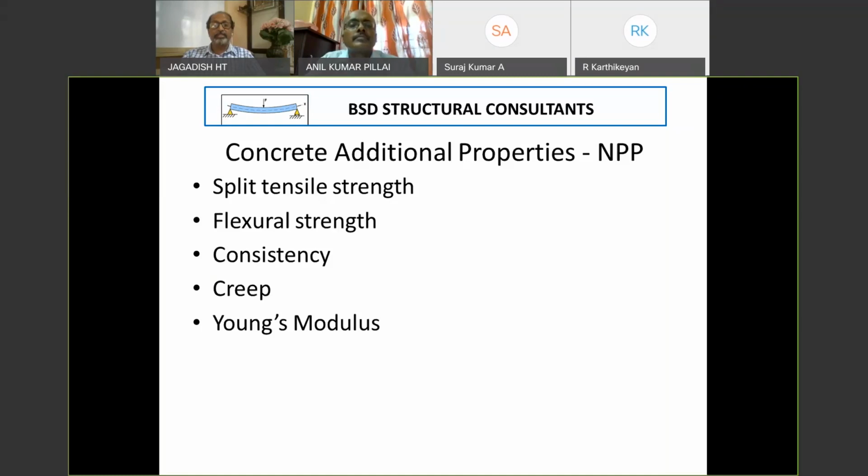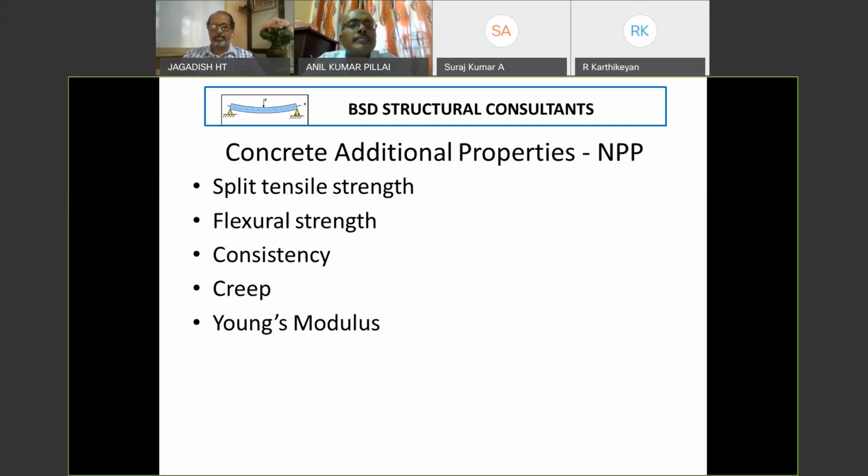Consistency. This is a very important aspect in a nuclear power plant. We have to have consistent concrete. Concrete should be consistent, and throughout the building, throughout the particular structure, the concrete should be of consistent quality. To achieve the consistency in concrete, we follow a special code known as RCC-G. I'll explain about RCC-G later.